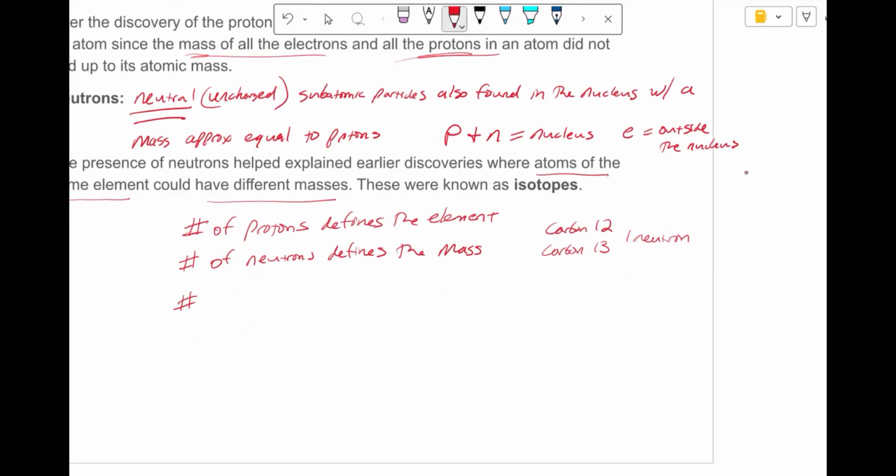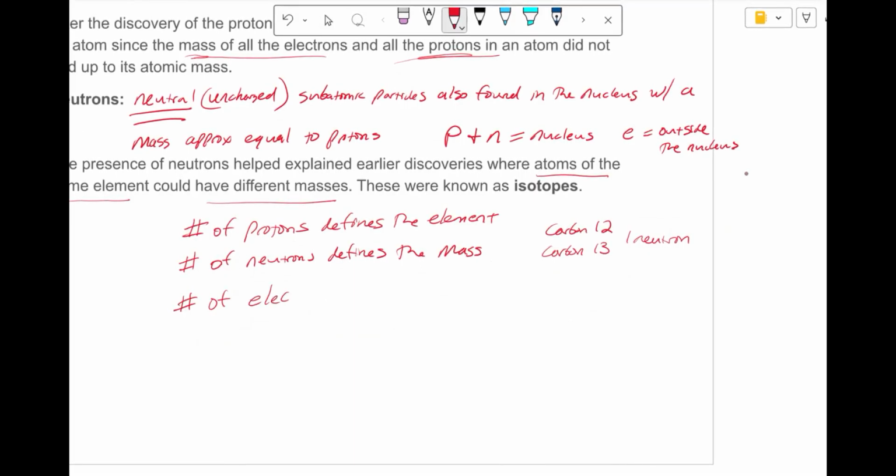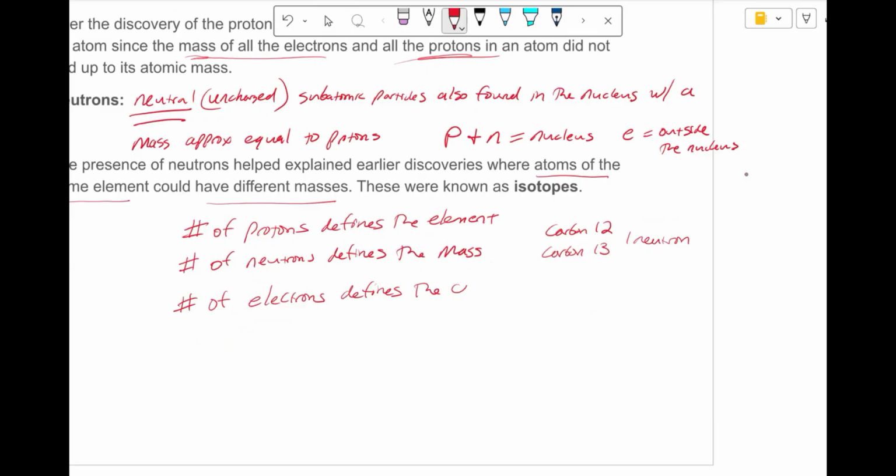And then finally, the number of electrons in an atom defines its charge. Now, we'll talk about this much later down the road, but it is possible for an atom to be positively charged or negatively charged if it has more or less electrons than protons. We call those substances ions, and as I said, we'll talk more about that a little bit later. But it's important to note how each subatomic particle gives an atom a certain property or certain identity.